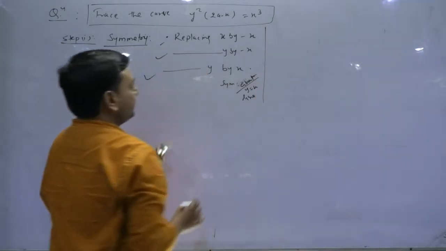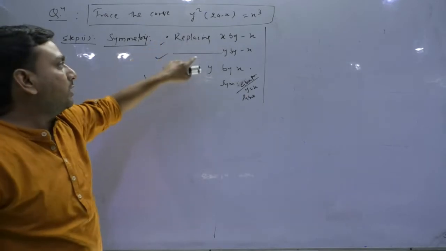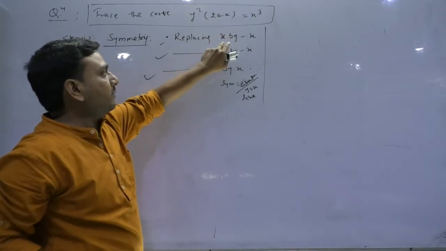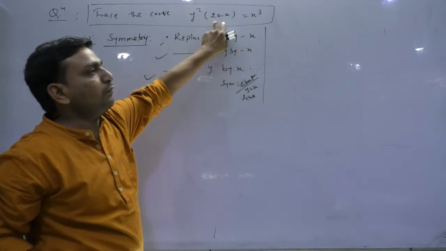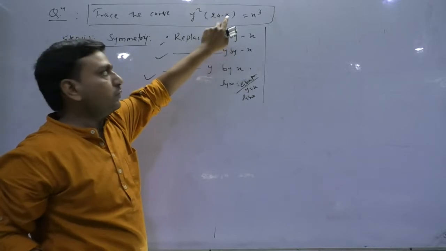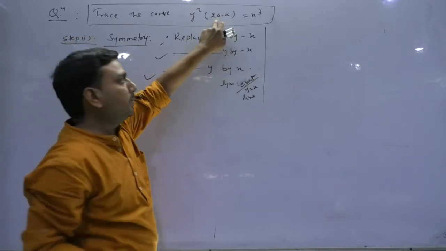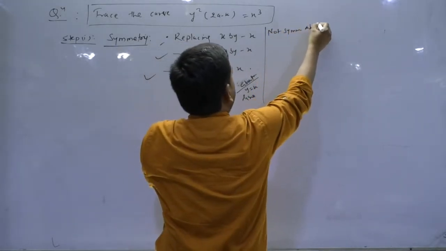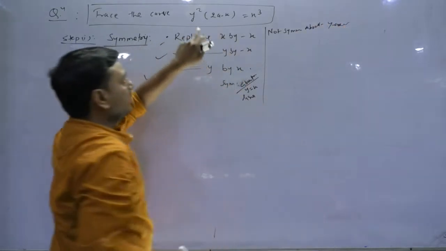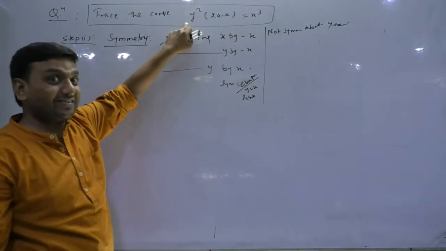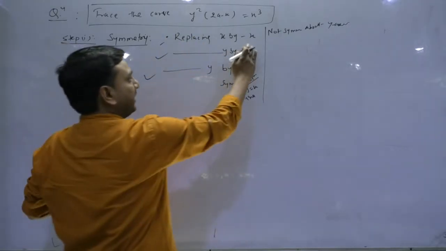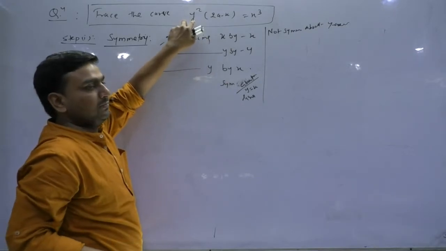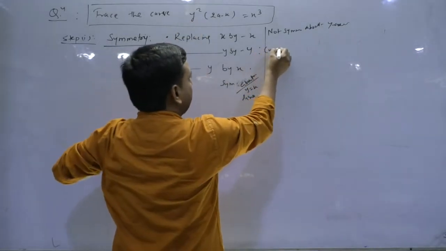Let's explore the symmetry of this curve. So replace x by minus x. Check it out please. If I replace x by minus x, this has the first degree term x, so definitely it is going to change. Means not symmetric about the y-axis. Now symmetry about the x-axis: replace y by minus y. So y square becomes minus y square, and the same curve remains unchanged.